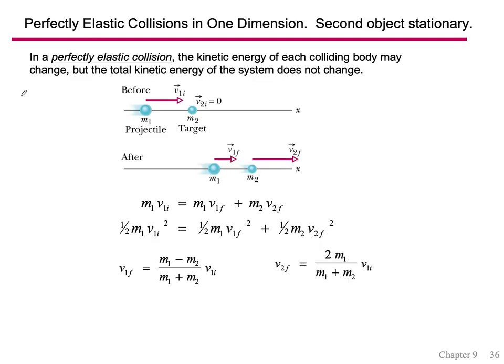Perfectly elastic collision in one dimension. In the special case where this second object's stationary, it turns out you can actually solve the simultaneous equations and come up with this, or these two things. The final velocity of object 1 after the collision is just equal to this, and the final velocity of object 2 is just equal to that.